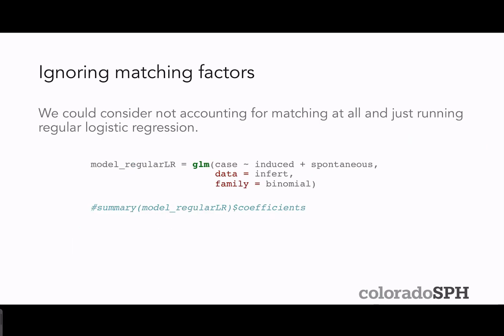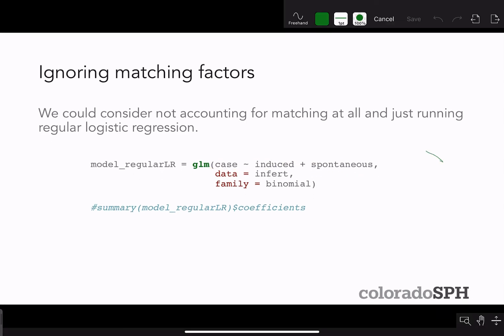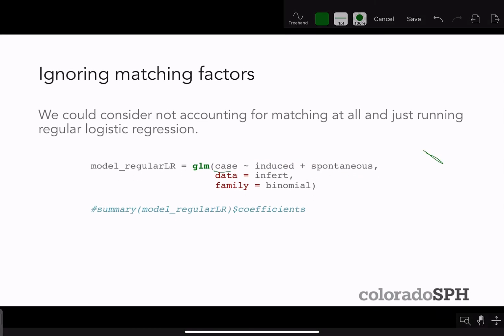So there are a couple ways we could consider modeling this data. We could just ignore the matching factors altogether and run a regular logistic regression with our outcome of interest, which is case, and the covariates of interest for the induced and spontaneous abortion. That's one thing we could do.